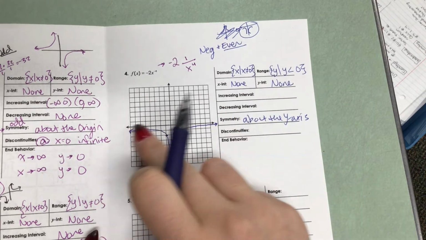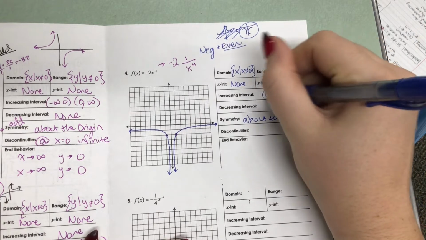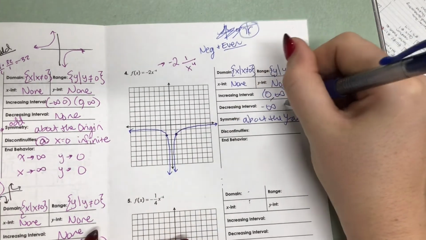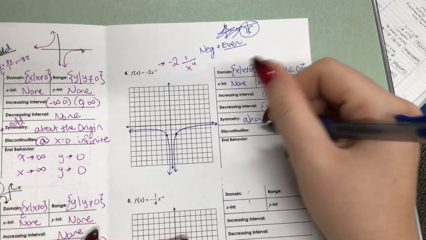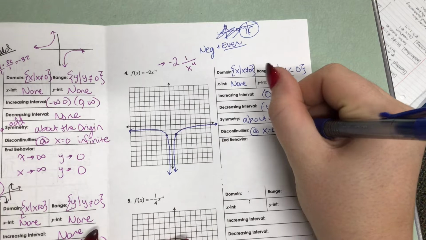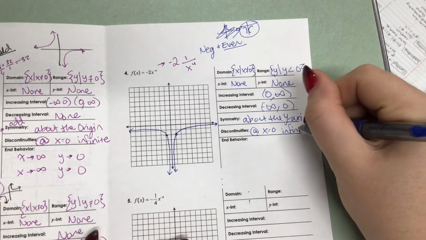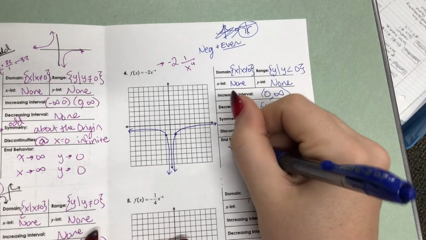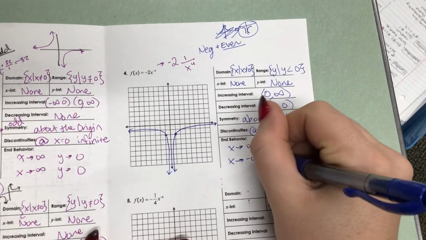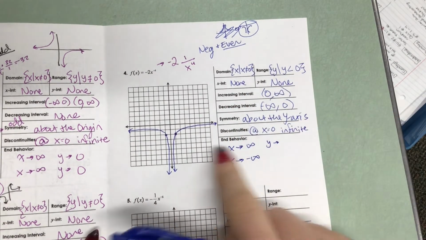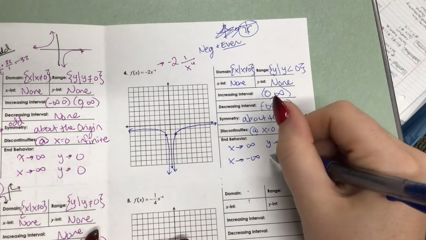Increasing, it is decreasing then increasing. So it's increasing from 0 to infinity and decreasing from negative infinity to 0. Discontinuities, once again, we can't have x equals 0. So at x equals 0, there's an infinite discontinuity. End behavior. As x approaches infinity and x approaches negative infinity, going to the right, y will approach 0. Going to the left, y will approach 0 again.